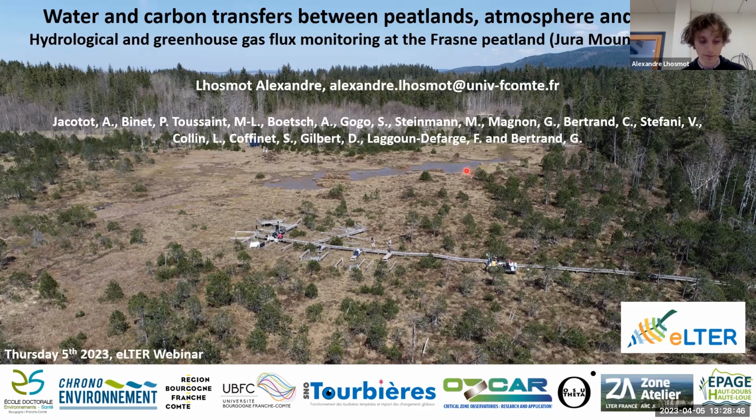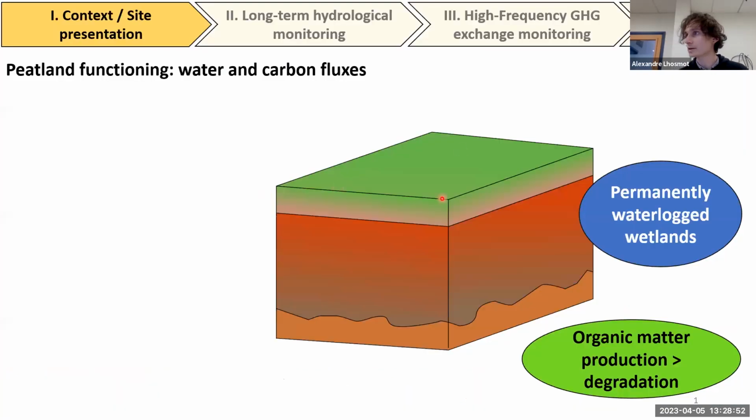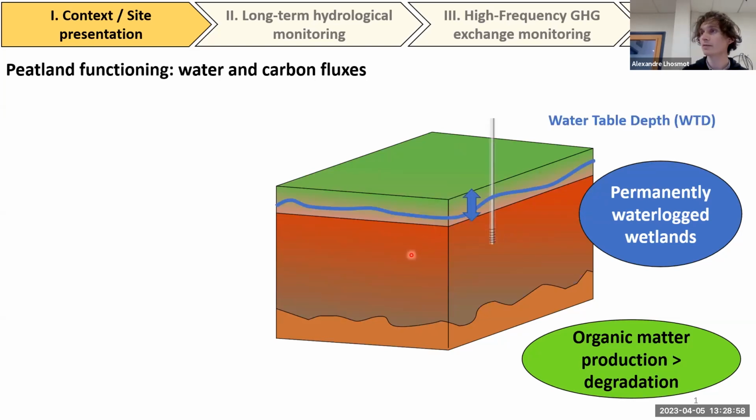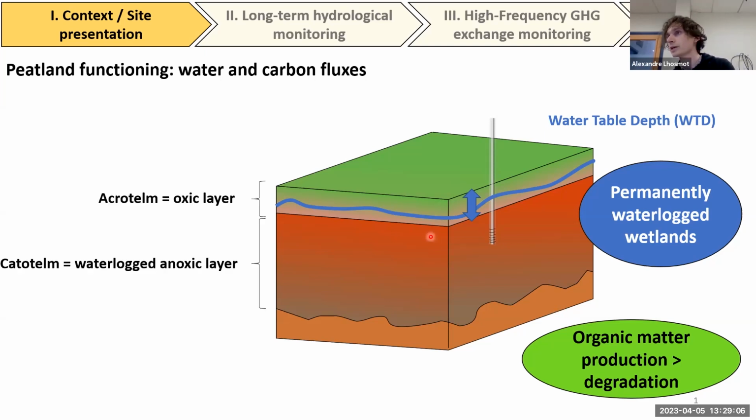So let's begin with the question: what is a peatland? A peatland is a wetland which is permanently waterlogged, and due to this anoxic condition and low oxygen availability, the rate of organic matter production is higher than the rate of organic matter degradation. We can describe a peatland as a volume of peat, quite simple, but a volume of peat which is separated in two peat layers.